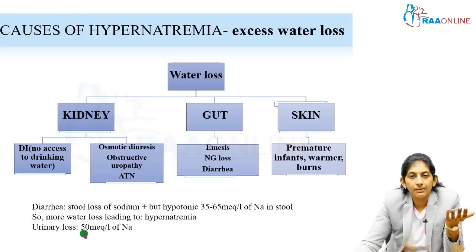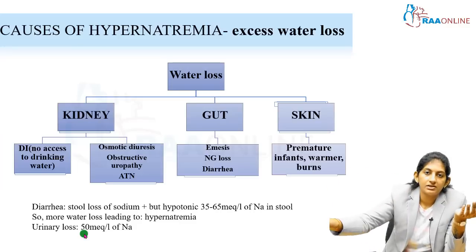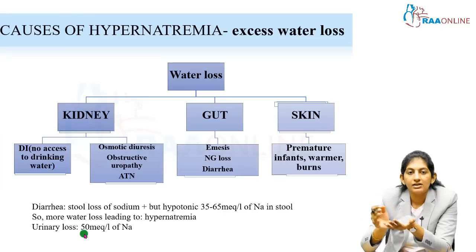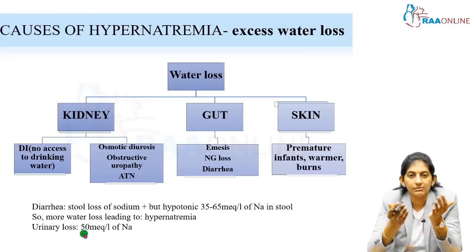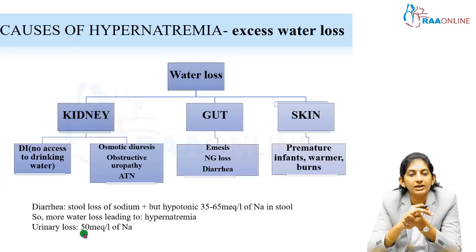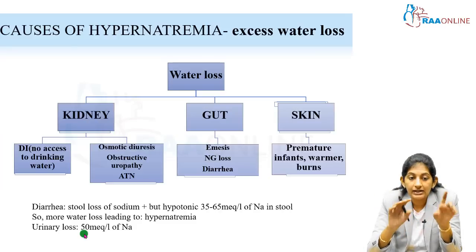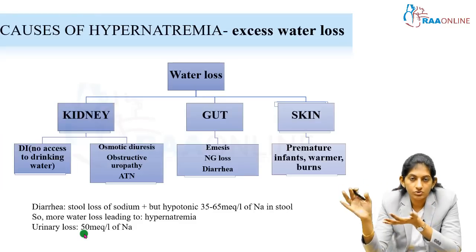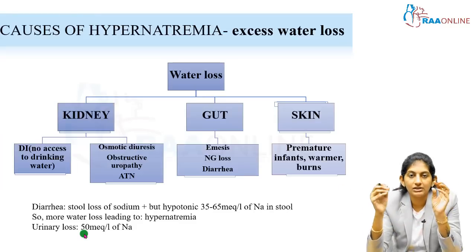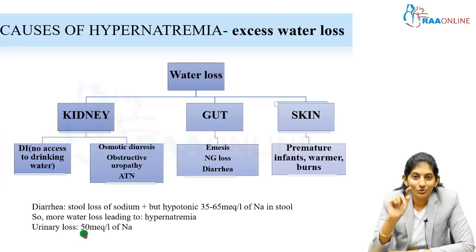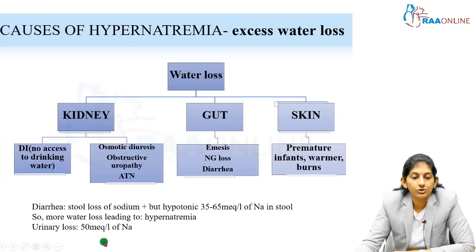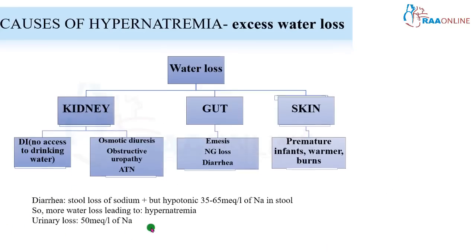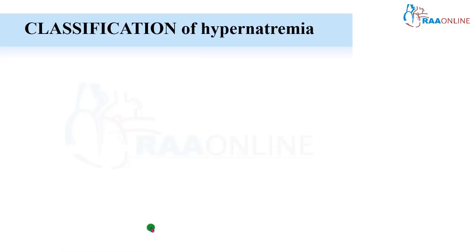Whenever water is getting lost from the body, sodium loss will be less. So what will happen? Water is going out of the system, sodium is going out a little, the resultant will be hypernatremia. You might ask me, sodium is also getting lost, why is there hypernatremia? That is the reasoning behind it. Through diarrhea, emesis or urine, sodium is also getting lost, but so much water is going and very little salt is going. That's all. So you should know the tonicity of stool fluid and urinary loss. Now coming to the classification of hypernatremia.